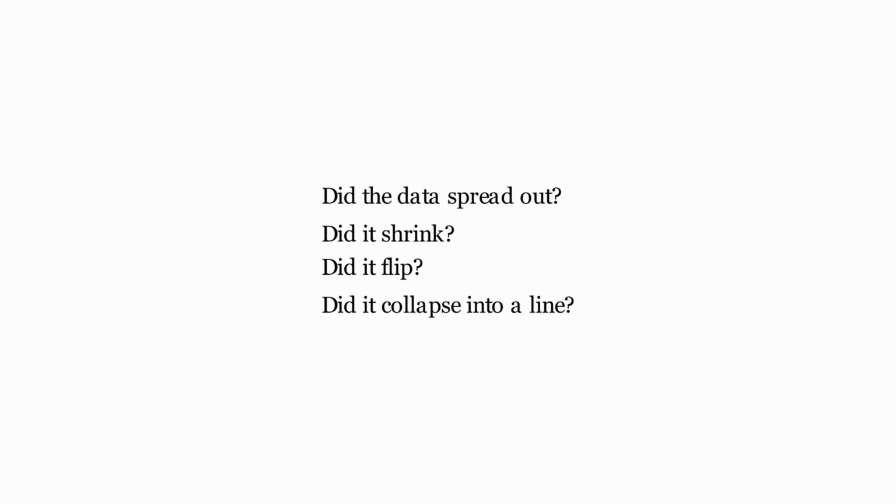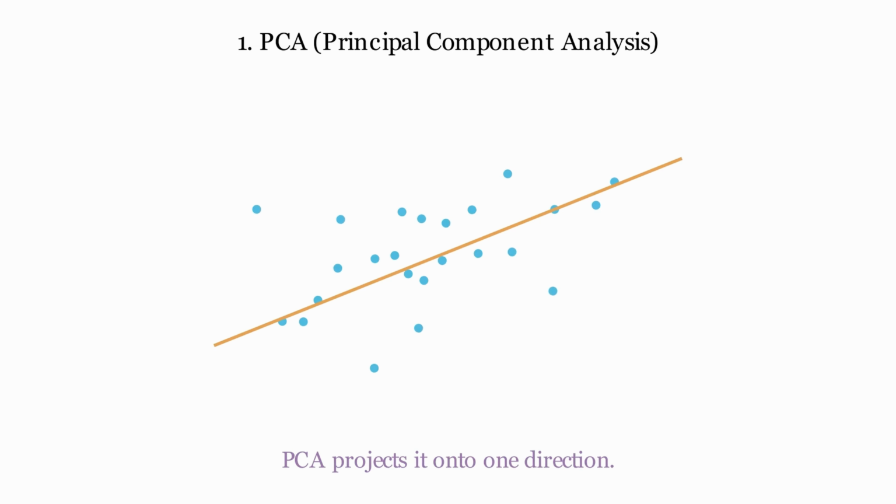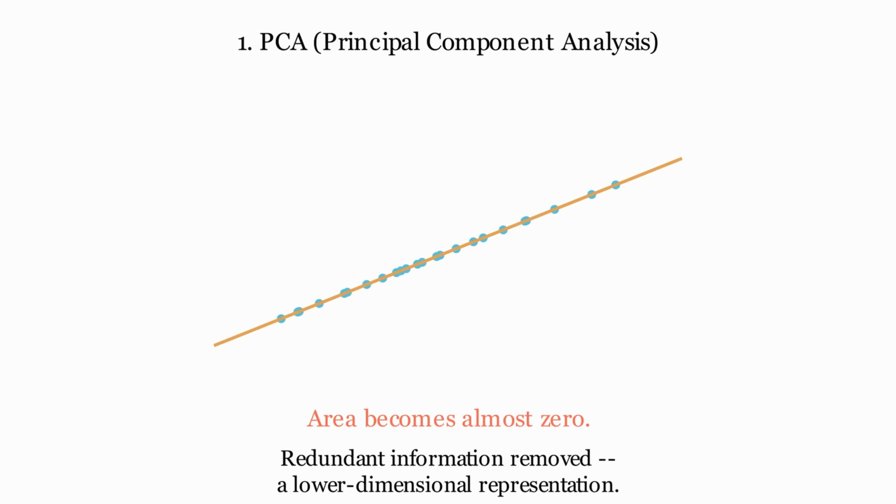Now ask, did the data spread out? Did it shrink? Did it flip? Or did it collapse into a line? The determinant answers all of these questions. In principal component analysis, suppose your data is this and PCA projects it into one direction. Area becomes almost zero. This means redundant information is removed from the lower dimensional representation.